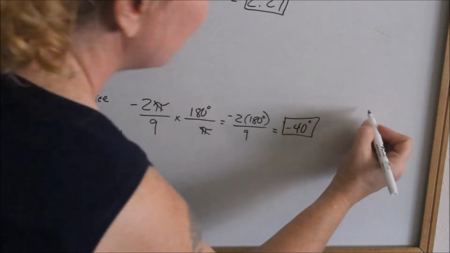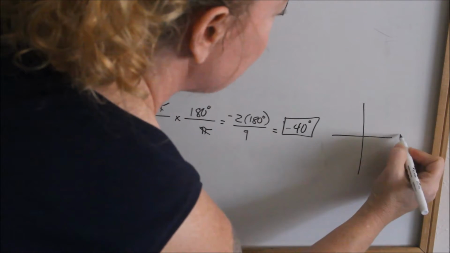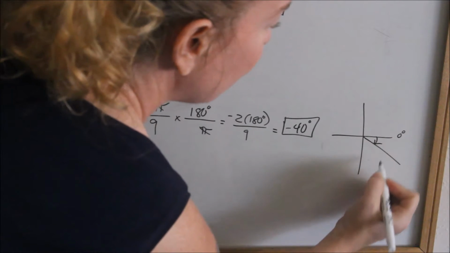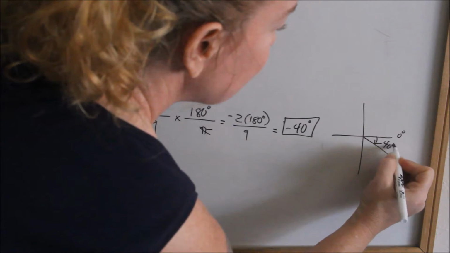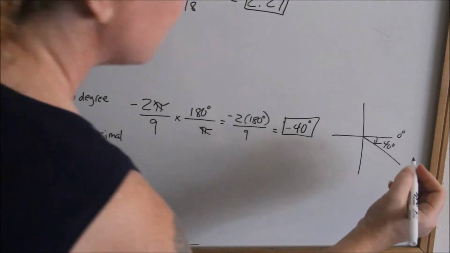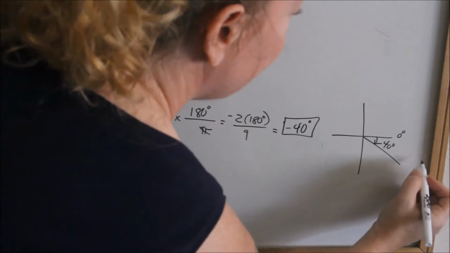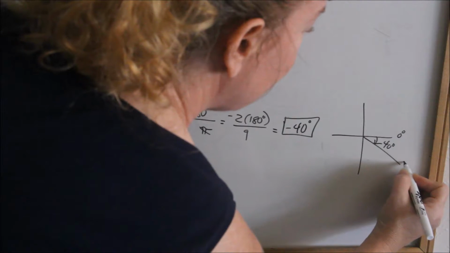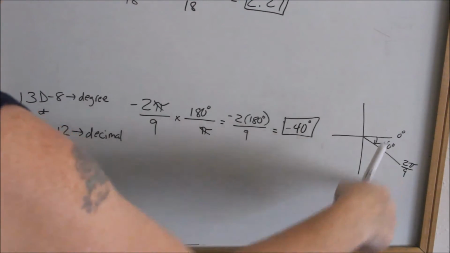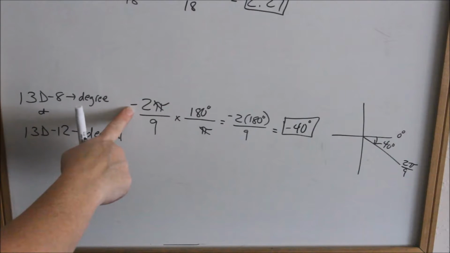Okay, these just show you which way you're rotating. If that's 0 degrees, going down and rotating that way, that is negative 40 degrees, ended up in quadrant 4. That is also the same thing as, right here, this is also the same thing as 2 pi over 9. That negative tells me I'm in quadrant 4. This negative tells me here I'm in quadrant 4.